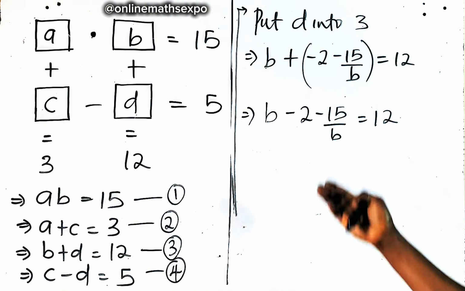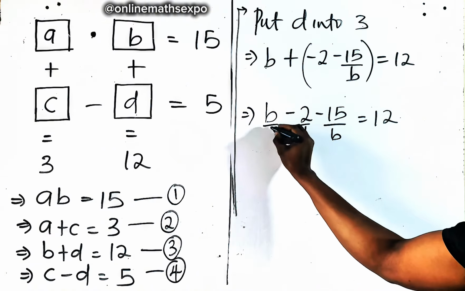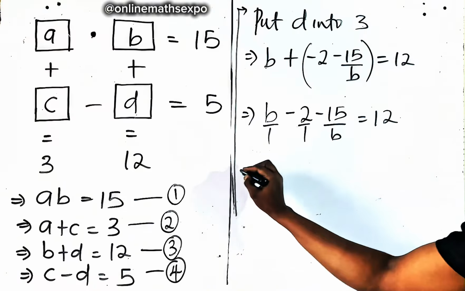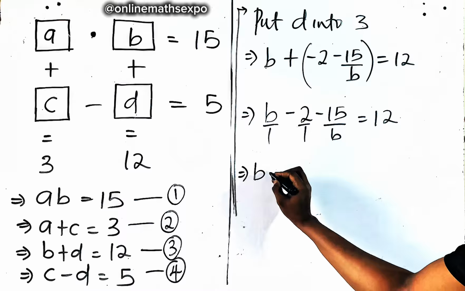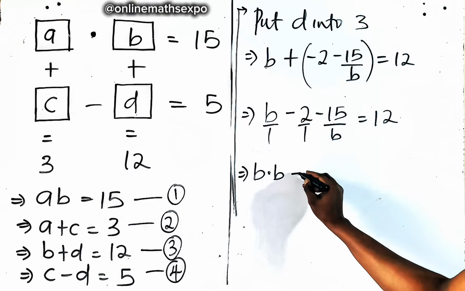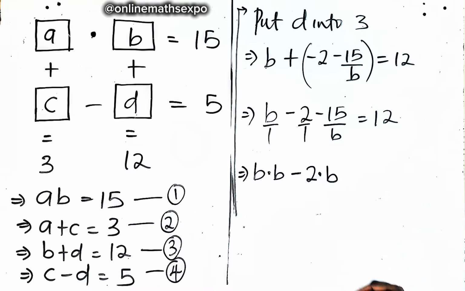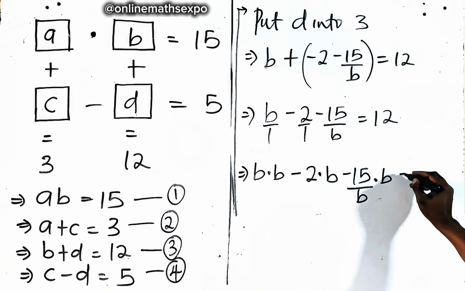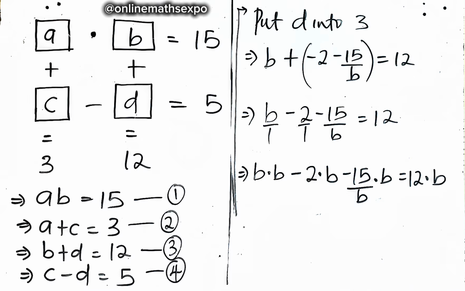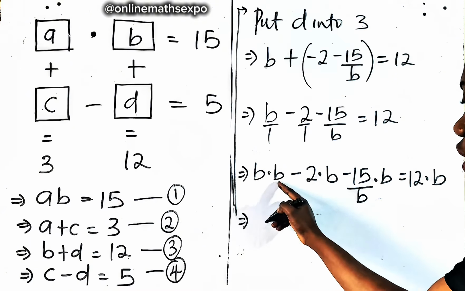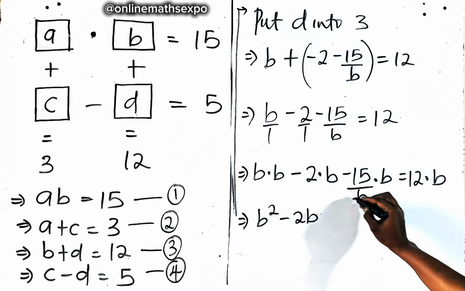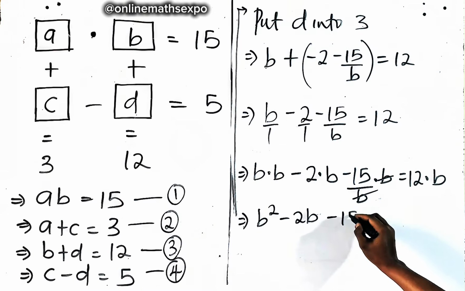To simplify, this is on 1, this is on 1. So what you do is multiply each part by B. If you do that, we have B multiplied by B minus 2 multiplied by B minus 15 on B multiplied by B is 12 multiplied by B. So if you keep solving, multiplying, it gives you B squared. This will give us negative 2B. This will cancel. We have negative 15 is equal to 12B.